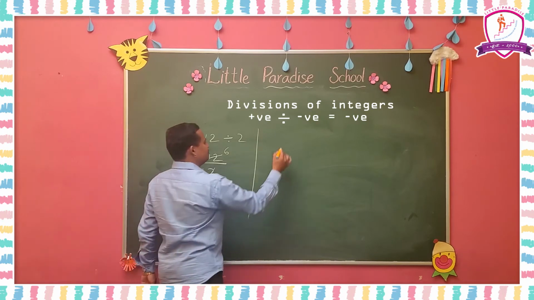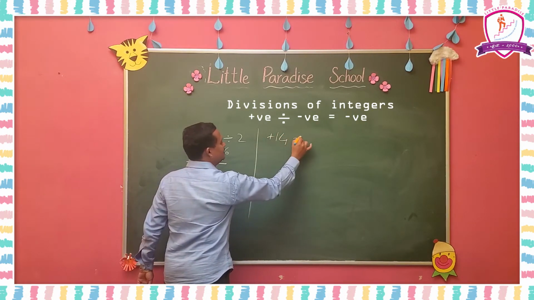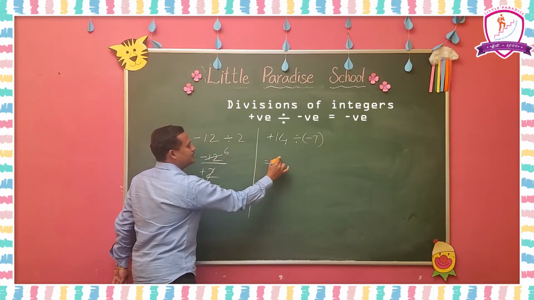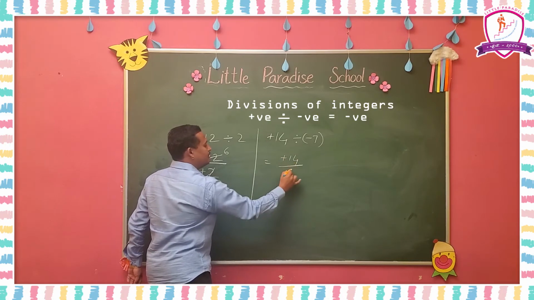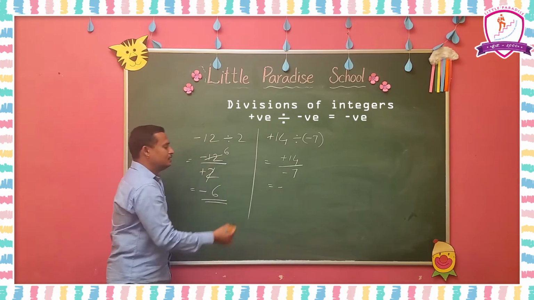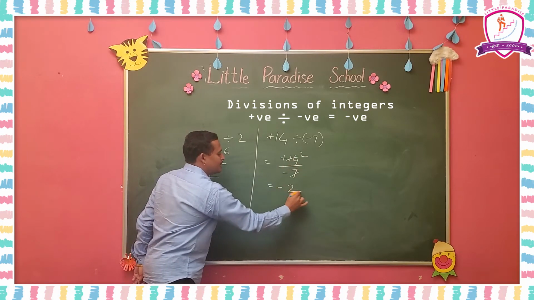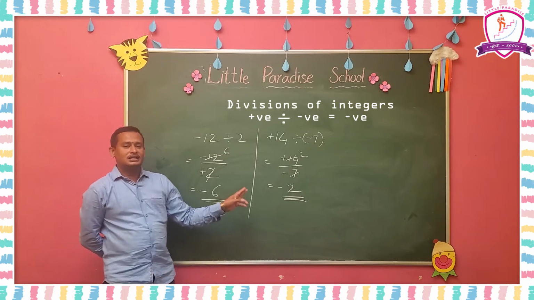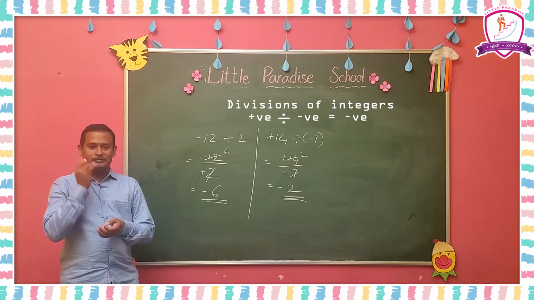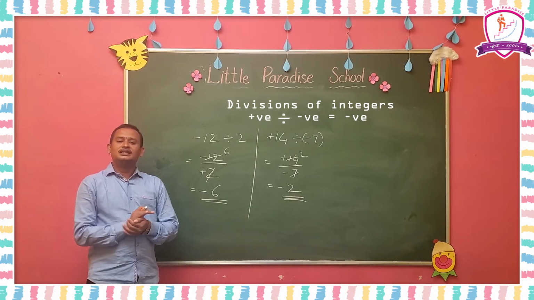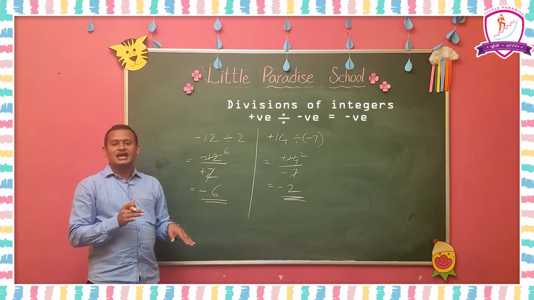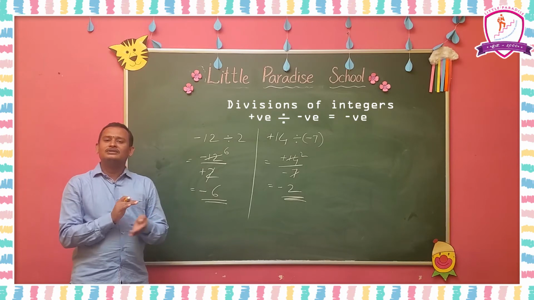And the next example I am going to take is plus 14 divided by minus 7. We can write this as plus 14 by minus 7. Here plus divided by minus gives minus again. 7 goes into 14 two times, so minus 2 will be the answer, which is also negative. We can observe that the quotient in each case is negative. So if both integers, that means the dividend and divisor, are of opposite signs or unlike signs, then the quotient is negative.